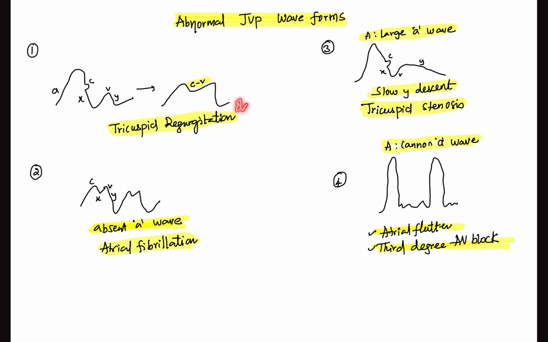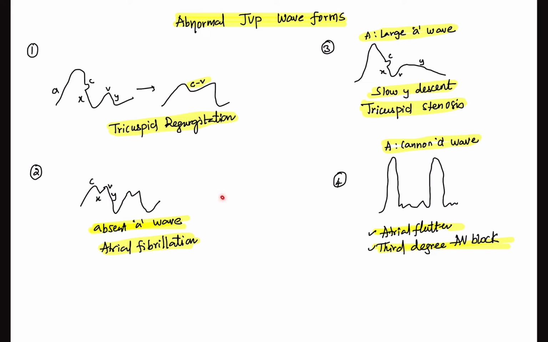Two times it has come in the recent CMS exam. So the CV wave is seen in tricuspid regurgitation. There is loss of X descent, and the C and V waves are fusing together because during that phase of X descent, the tricuspid valve should be closed, but it is open, or it is mildly open because of the regurgitation. That's it. So tricuspid regurgitation produces a CV wave.